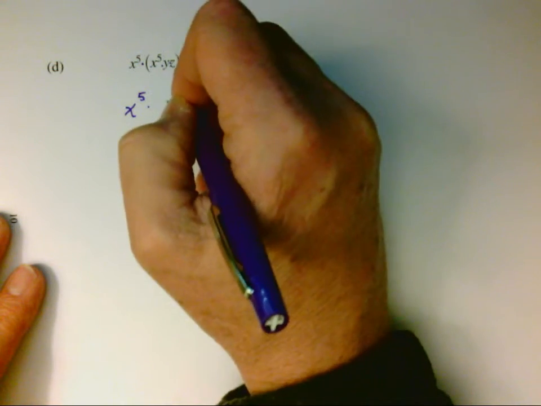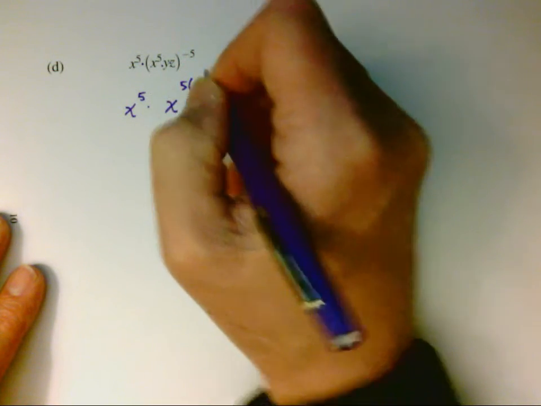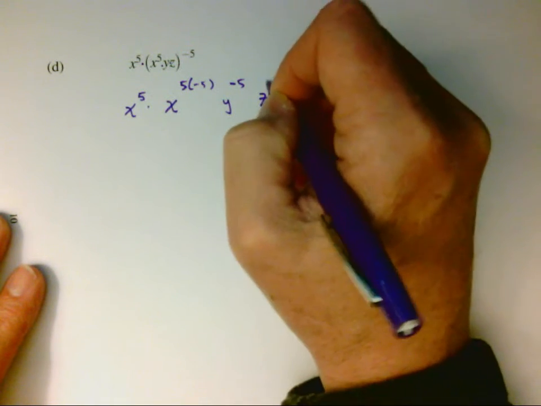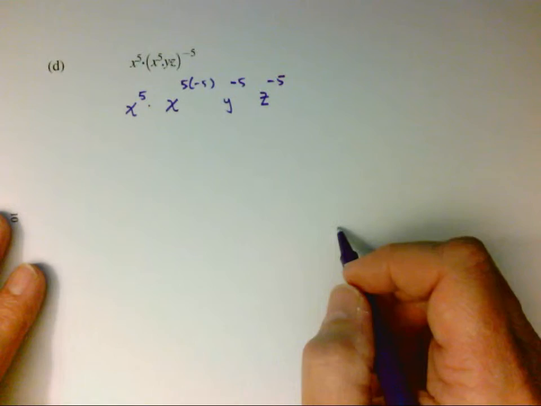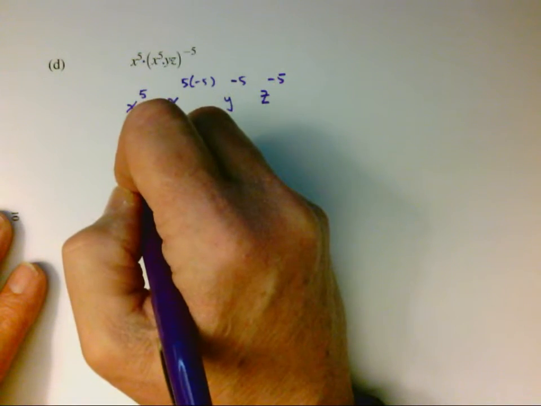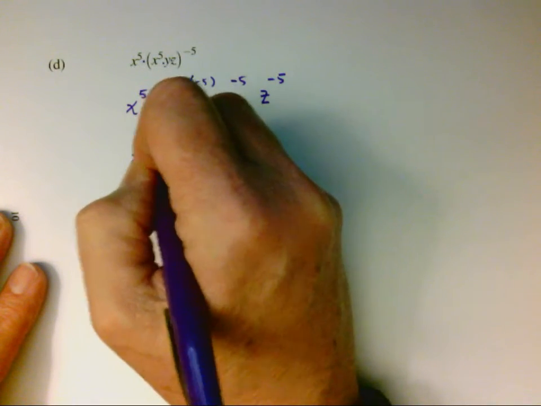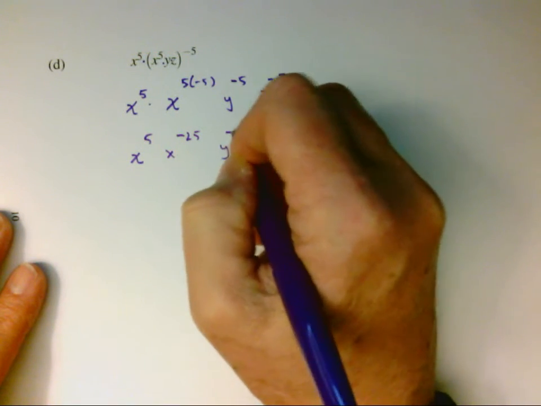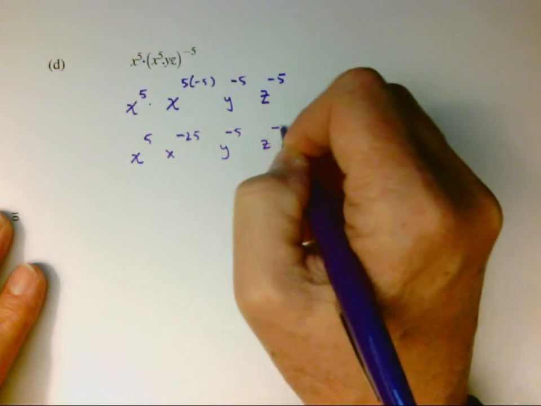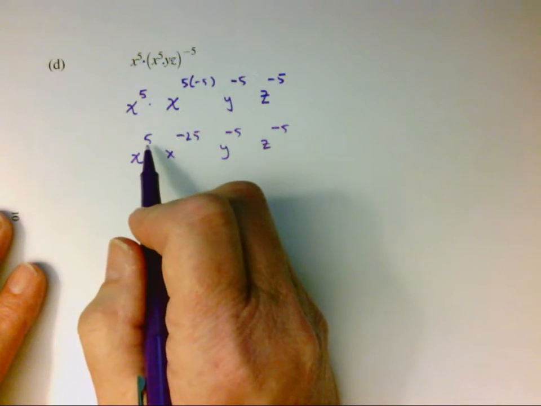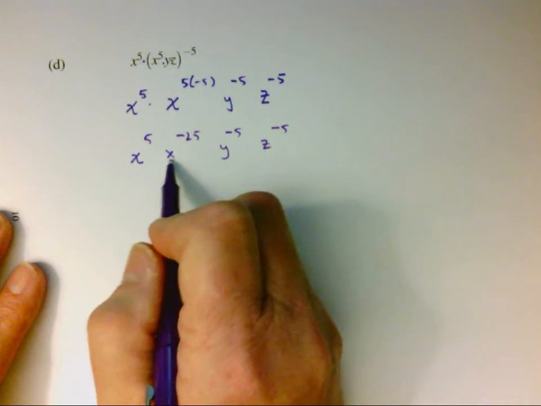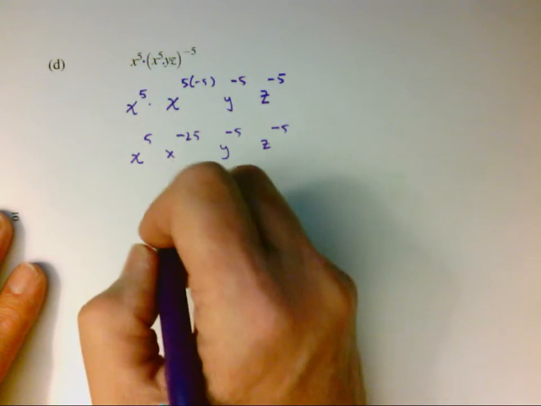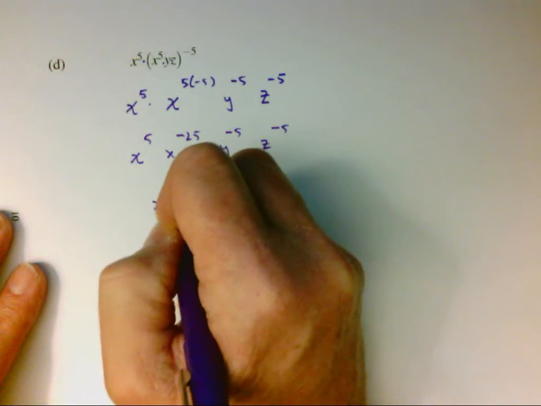We'll have x to the 5 times negative 5, y to the negative 5, z to the negative 5. So we'll have x to the 5 times x to the negative 25, y to the negative 5, z to the negative 5. Here we have a pair of like bases, so we can add the two exponents. A 5 plus a negative 25 makes an x to the negative 20.